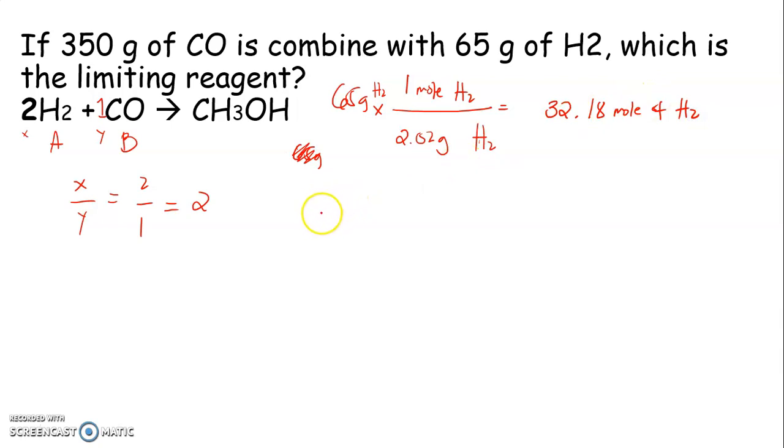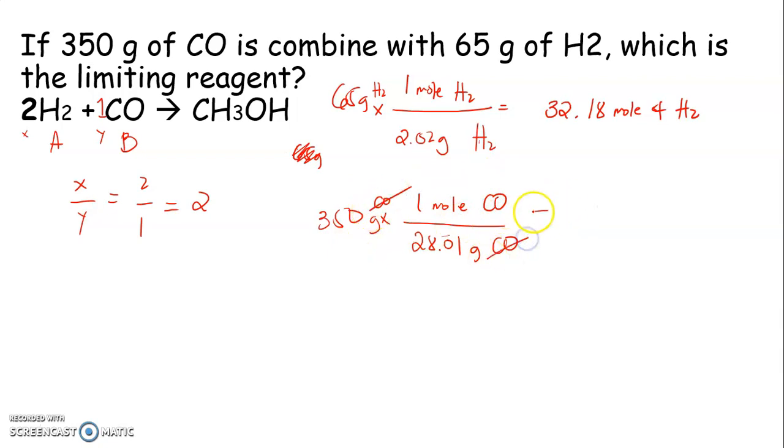Now for the next one, you're going to use 350 grams of carbon monoxide. So carbon monoxide is going to be 12.01 plus 16, which is 28.01 grams of carbon monoxide, and that will be 1 mole of carbon monoxide. So cancel the grams. So 35 divided by 28.01. Is it 35? No, it's 350. Sorry. That explains it. 350 divided by 28.01 is going to be 12.50 moles of carbon monoxide.